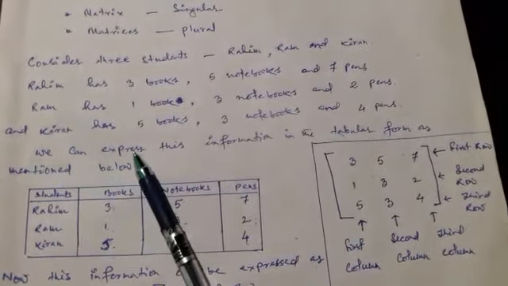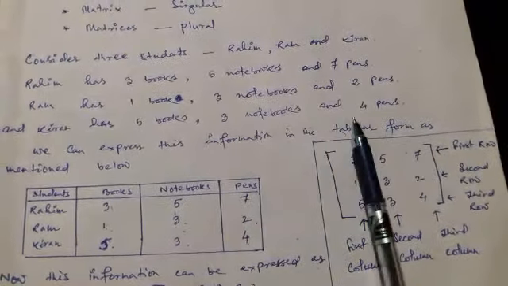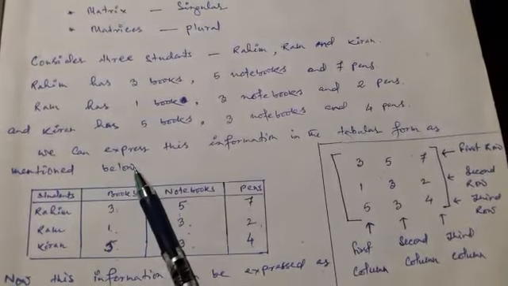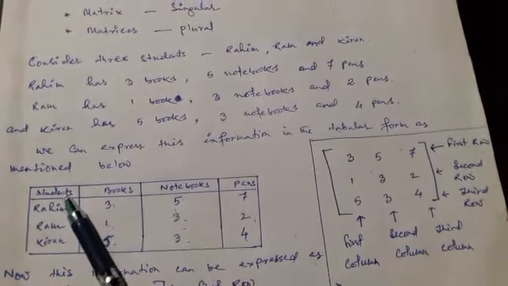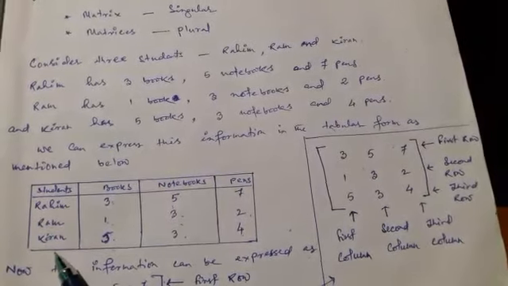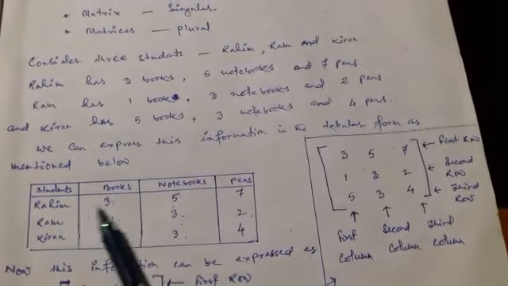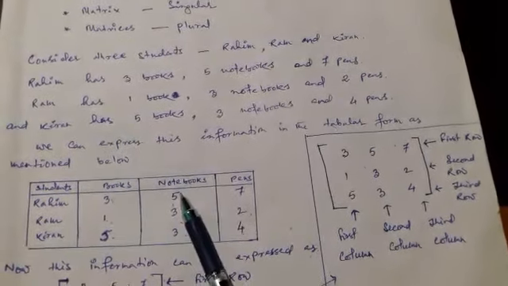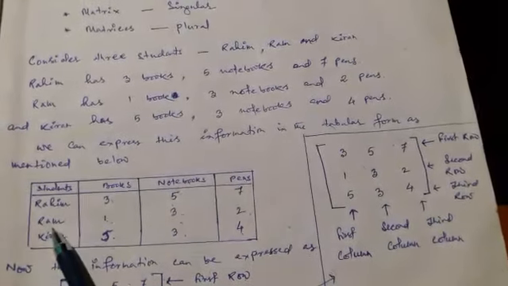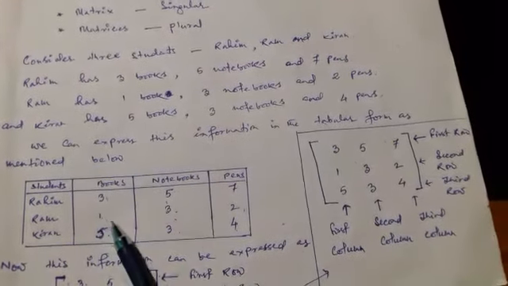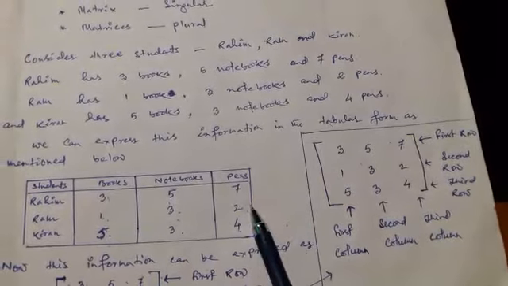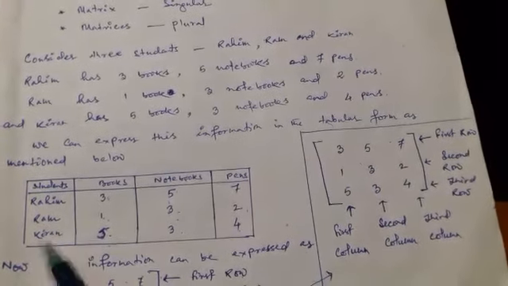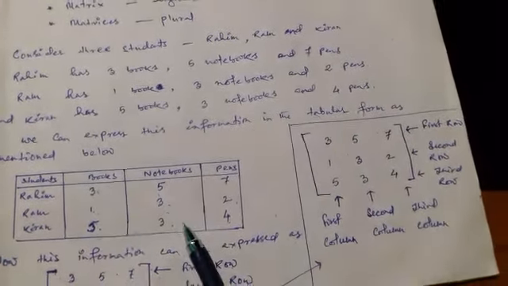We can express this information in tabular form as mentioned below. Students: who are the students? Rahim, Ram and Kiran. Rahim has three books, five notebooks and seven pens. Ram has one book, three notebooks and two pens. Kiran has five books, three notebooks and four pens.